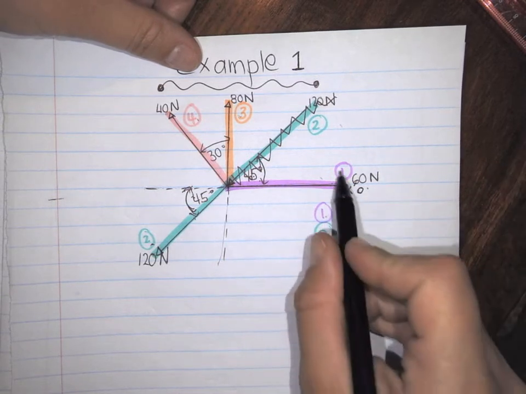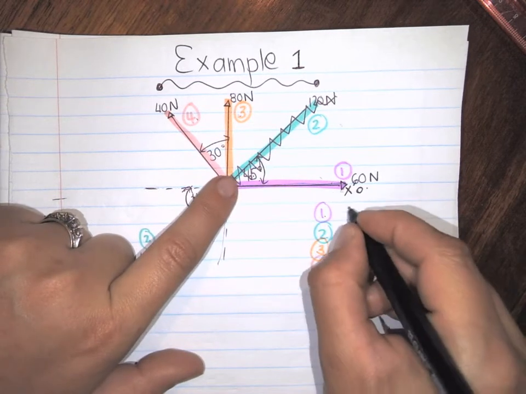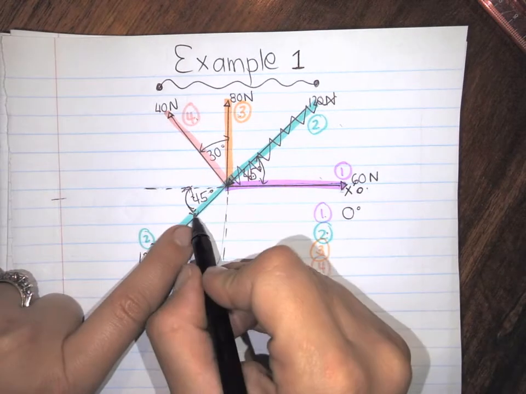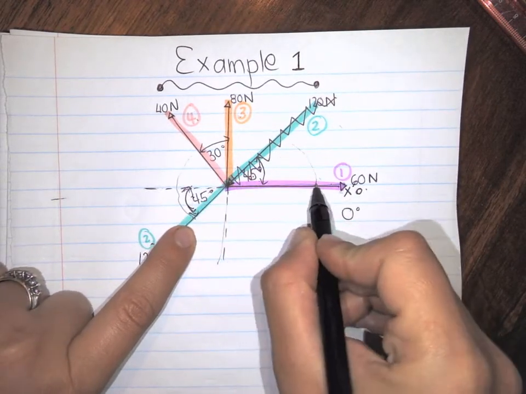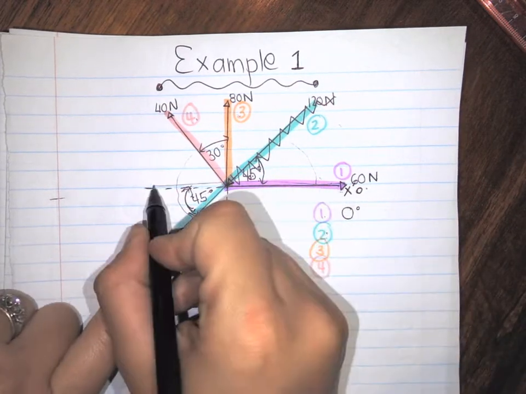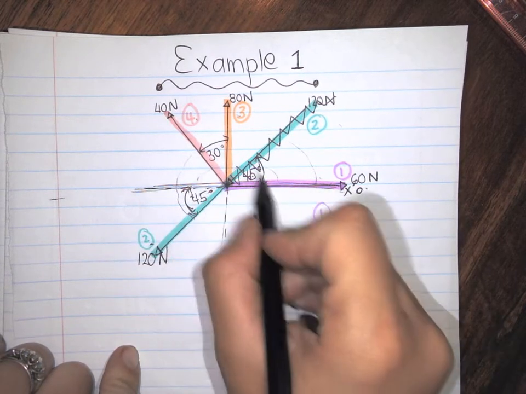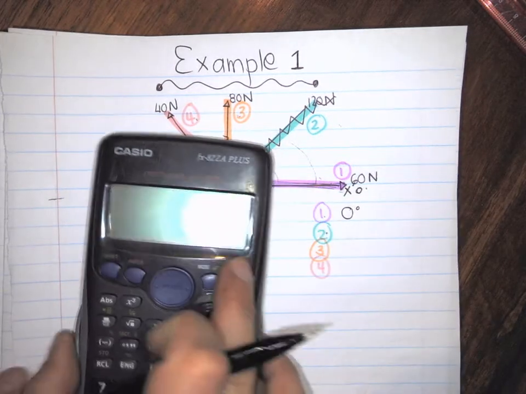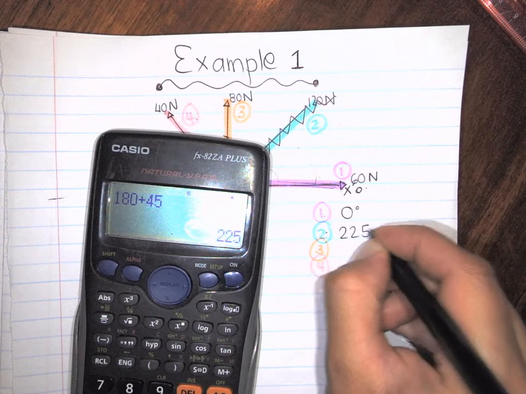Now, force number 1 is on the x, so on the horizontal, so that means that the angle there is 0 degrees. Force number 2 is going to have to come all the way from here all around to get to the 0 again. So that means we know that this line over here is a straight line, and the angles of a straight line is 180. So 180 plus the 45 is going to give me 225 degrees.